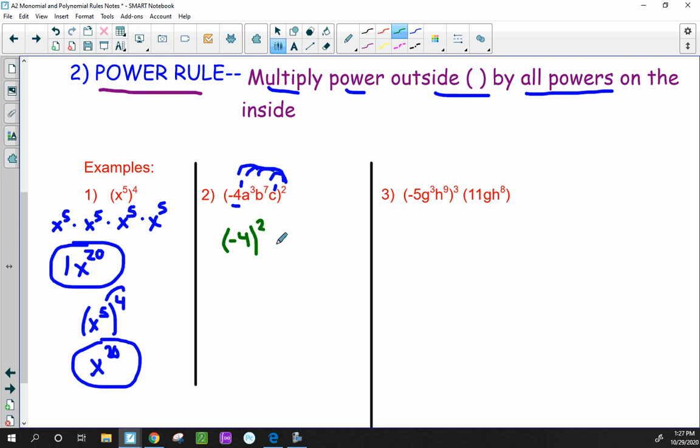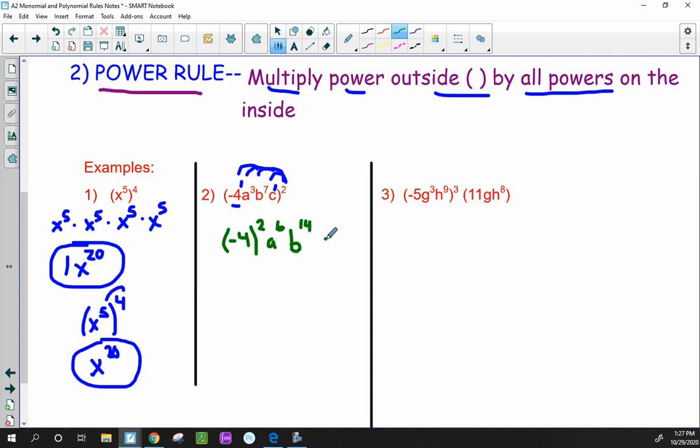Then you're going to look at your A. You're going to drop your base down. Drop your A down. You're going to multiply 3 times 2 and get 6. You're then going to bring your B down. You're going to multiply 7 times 2 and get 14.